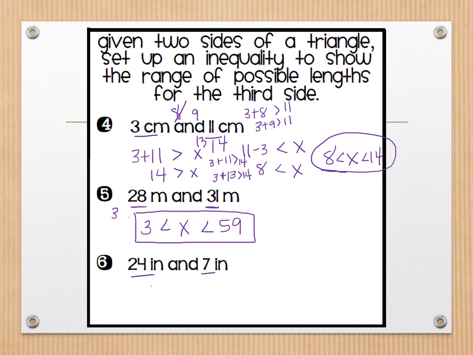So same thing here, I'm going to add 24 and 7 to get my high. So the high is going to be 31. So x has to be less than 31. And the low is when I subtract them. So when I subtract 24 and 7, I would get 17. So the range for this bottom one would be anywhere between 17 and 31 would give me a possible length for my third side of my triangle. So again, that might be a little bit confusing. Make sure you jot down whatever questions you might have so we can address those in class.